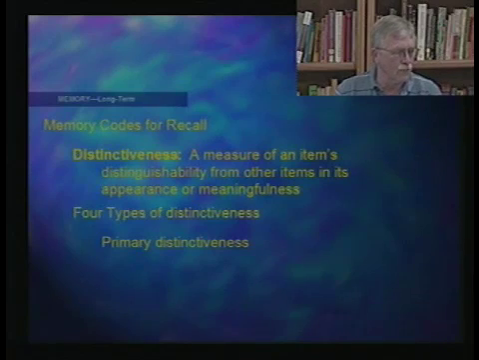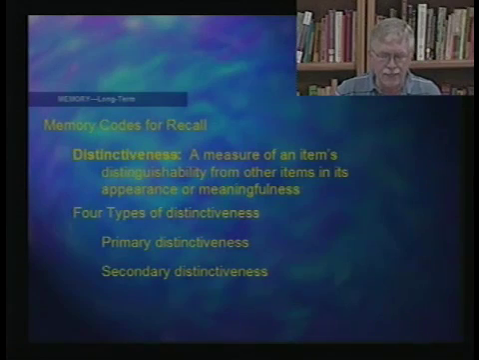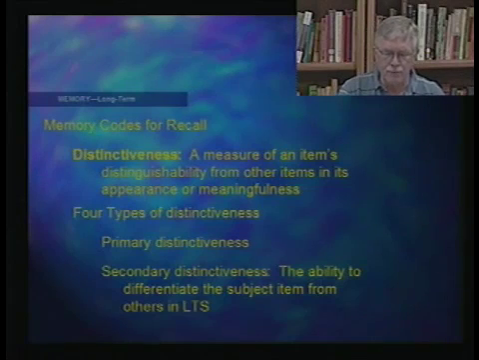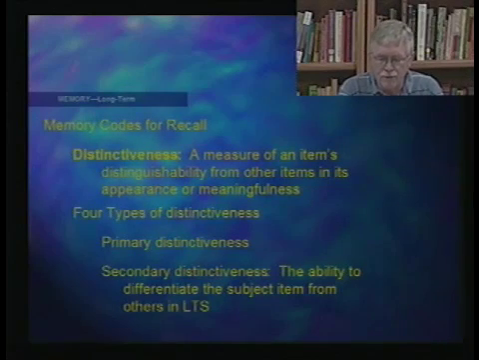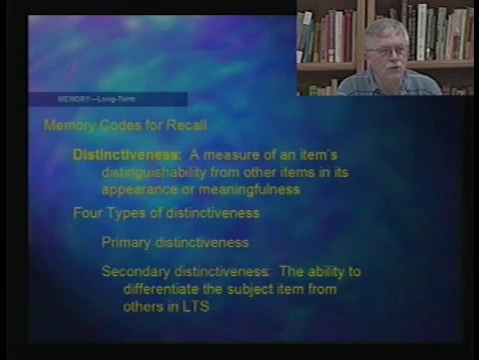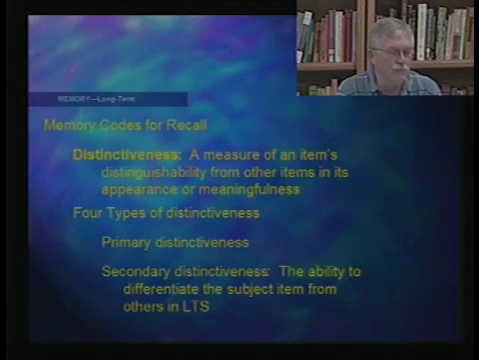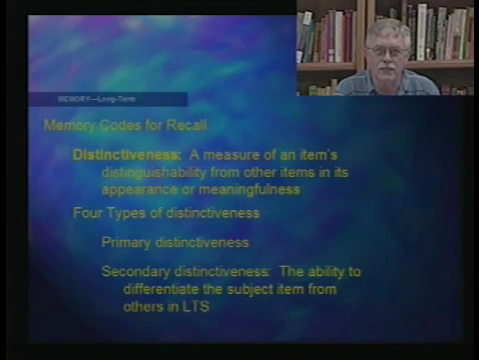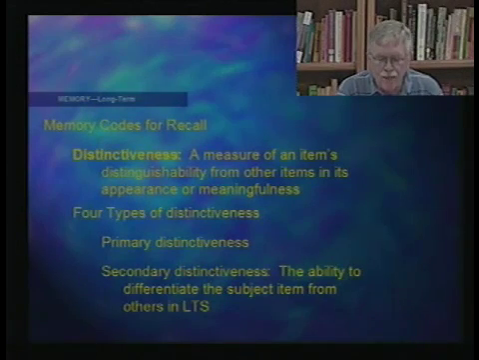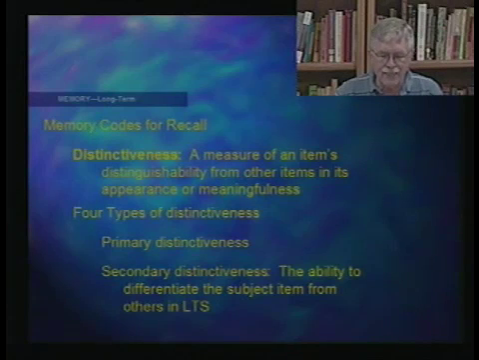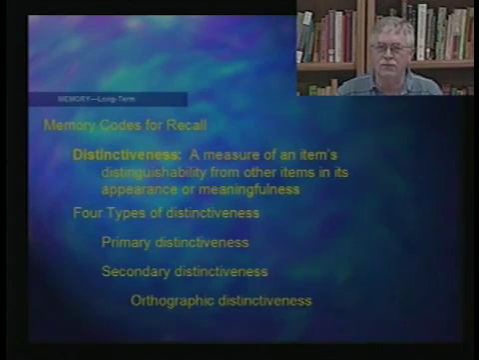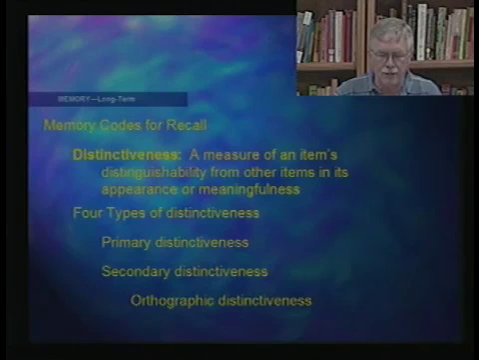Secondary distinctiveness is another way that we can make words stand out. Secondary distinctiveness is essentially defined as the ability to differentiate the subject item from others in long-term storage. Now that may or may not seem uniquely different from primary distinctiveness, but in essence there are several different ways to illustrate the difference in what I'm talking about there. That is, when we start looking at secondary kinds of features that nonetheless make items distinct, we include things like what are called orthographic distinctiveness.